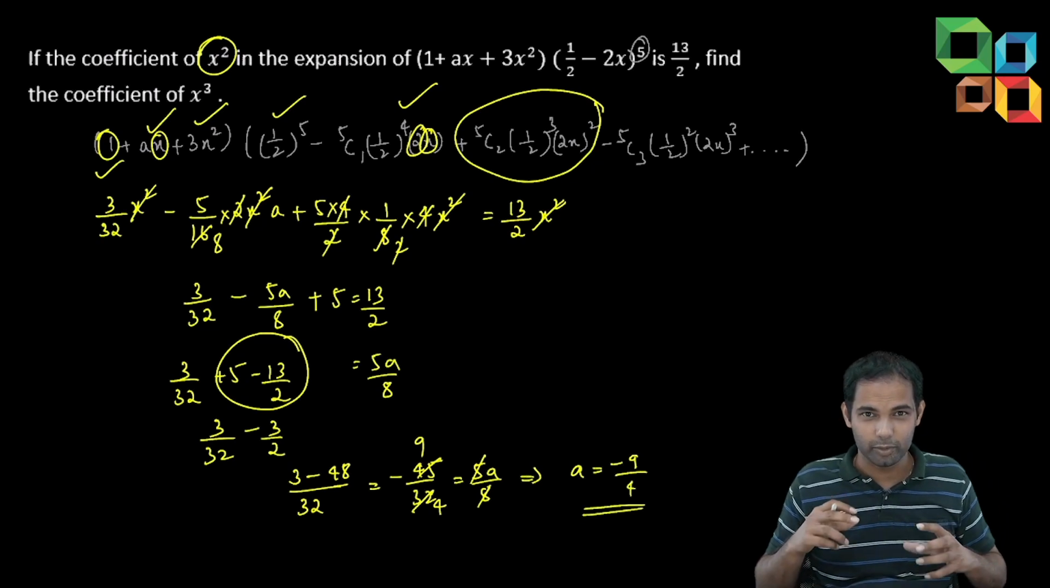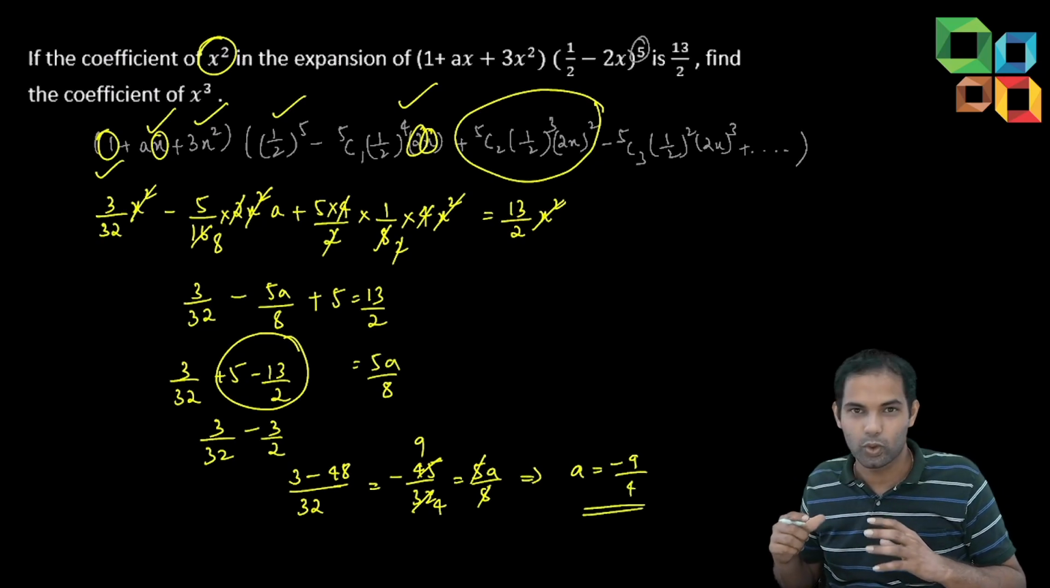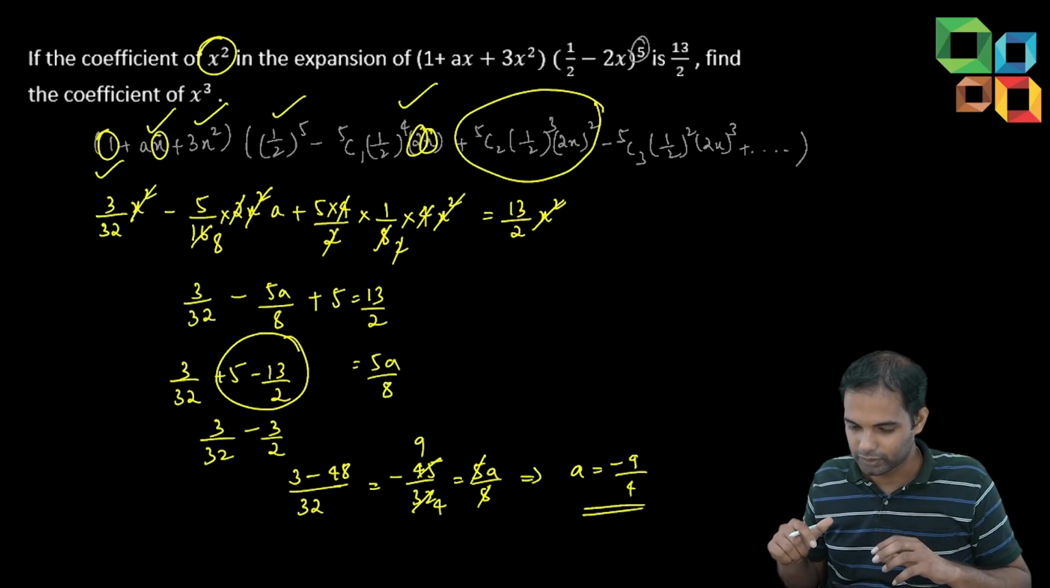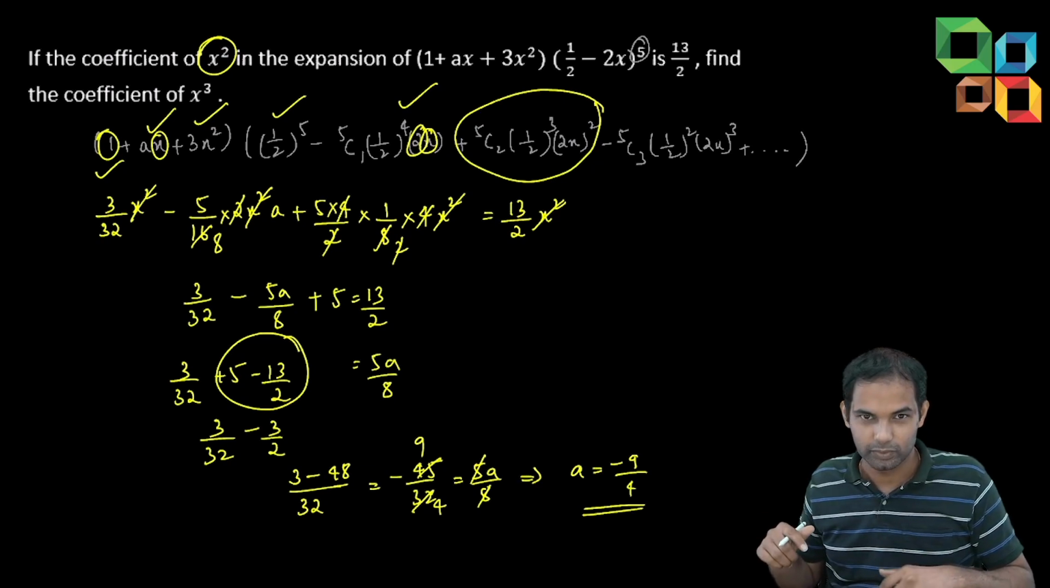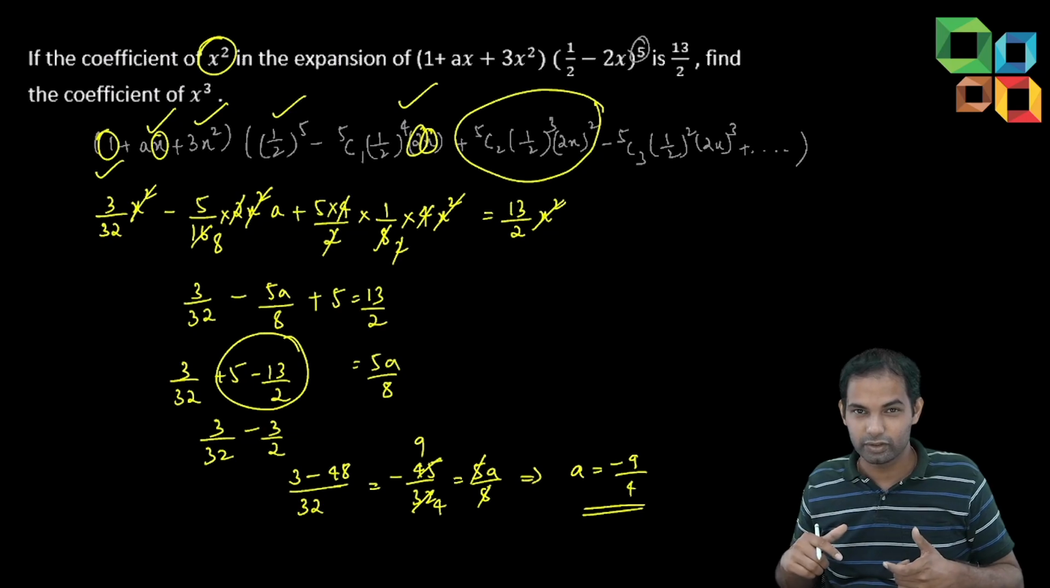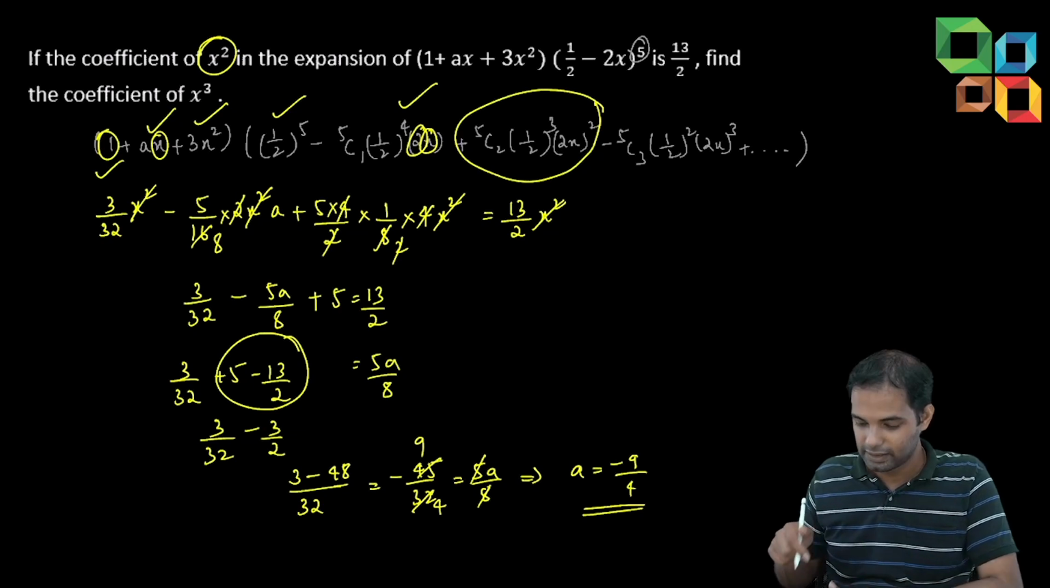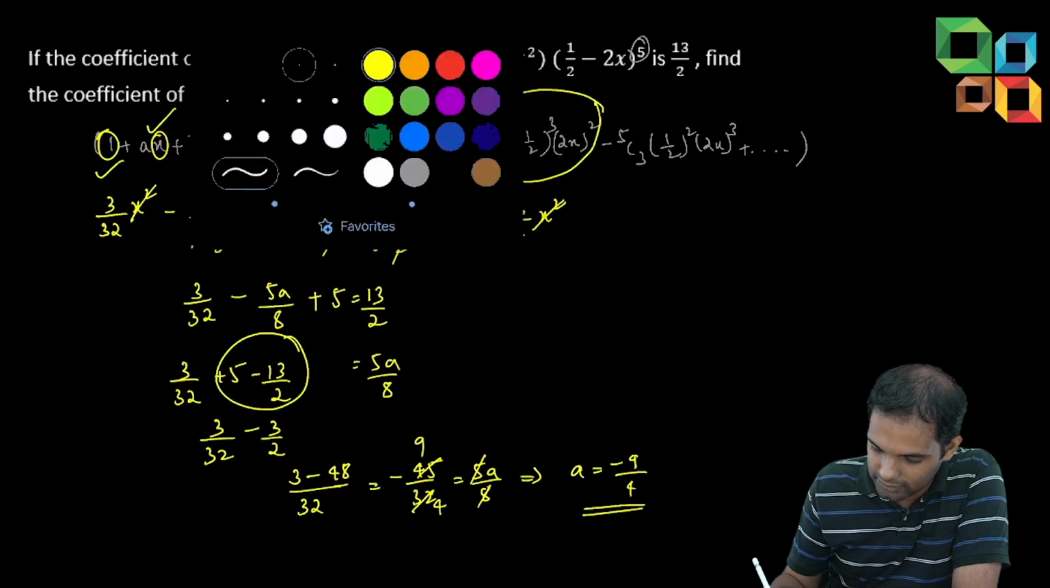Now only one part of the problem is done. We just figured out what is a. Now we have to figure out what is the coefficient of x cube. I know that to get the coefficient of x cube, we want a somewhere, right? So we figured out a first.